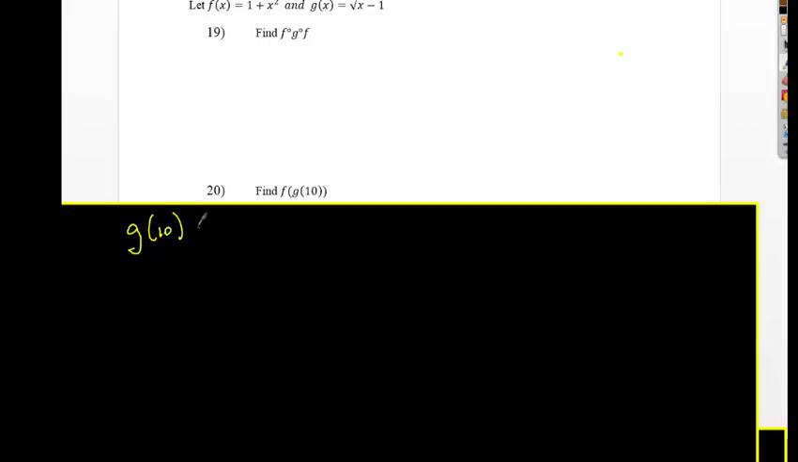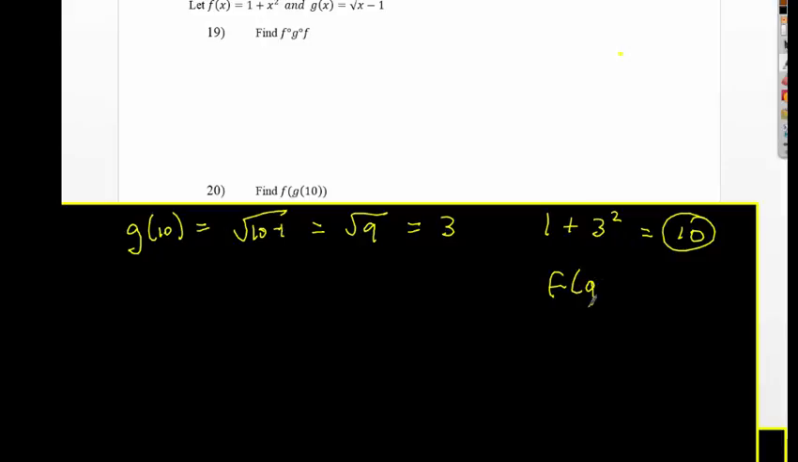All right, f of g of 10. This is saying, first off, I'm putting the value of 10 into the expression. So this would say 10 minus 1, which is the square root of 9, which is 3. And so I want to put that 3 into my f expression. So 1 plus 3 squared, or 1 plus 9, is equal to 10.